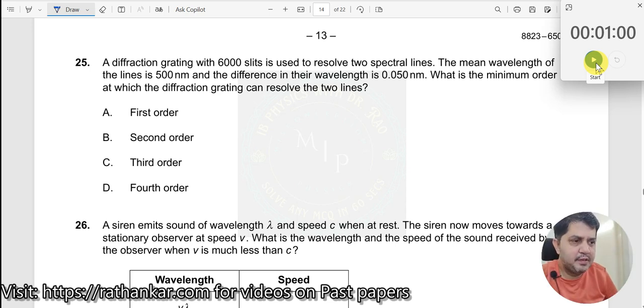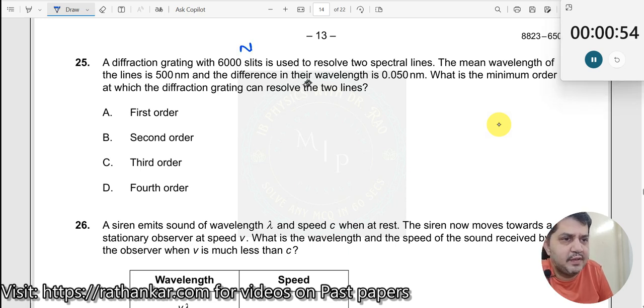Okay, question number 25. A diffraction grating with 6000 slits, the value of n is given, is used to resolve two spectral lines. The mean wavelength of the lines is 500 nanometer. The wavelength difference is also given, so this will be your delta lambda. This is also given. So what is the minimum order at which the diffraction happens to resolve these two lines?